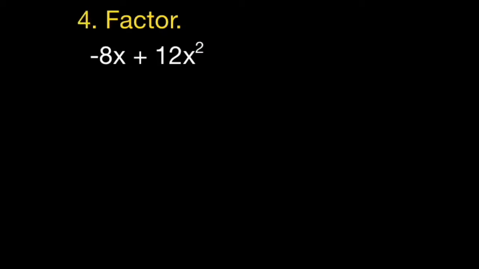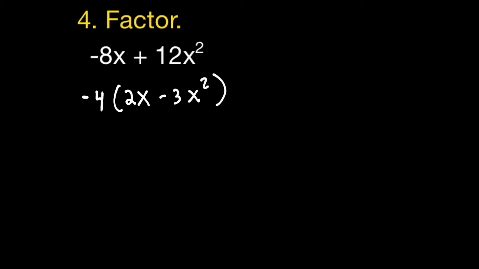I want to conclude this tutorial by looking over one final example. Example 4, negative 8x plus 12x squared. First, we are going to look at the coefficients 8 and 12, and we have to decide what would be the greatest common factor. After a few moments of thinking, we should come to the conclusion that we can factor out a 4. Notice that there's a negative in front of the 8, so I'm actually going to be factoring out a negative 4. And negative 8 divided by negative 4 gives me a positive 2x. And then a positive 12x squared divided by a negative 4 gives me a negative 3x squared.